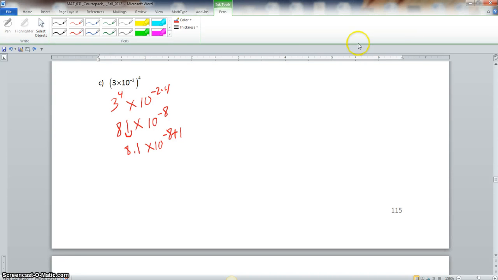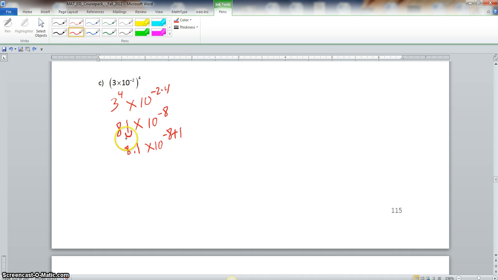Okay, class, picking up where we left off. We left off on problem C here. Now remember, we took this value here. We had 81 times 10 to the negative 8th power. And what happened was, remember, we could only have one digit in front of the decimal. So remember, whenever you have a whole number, the decimal is always at the end of the whole number. So we had to move this decimal one place to the left, and that gave us 8.1.